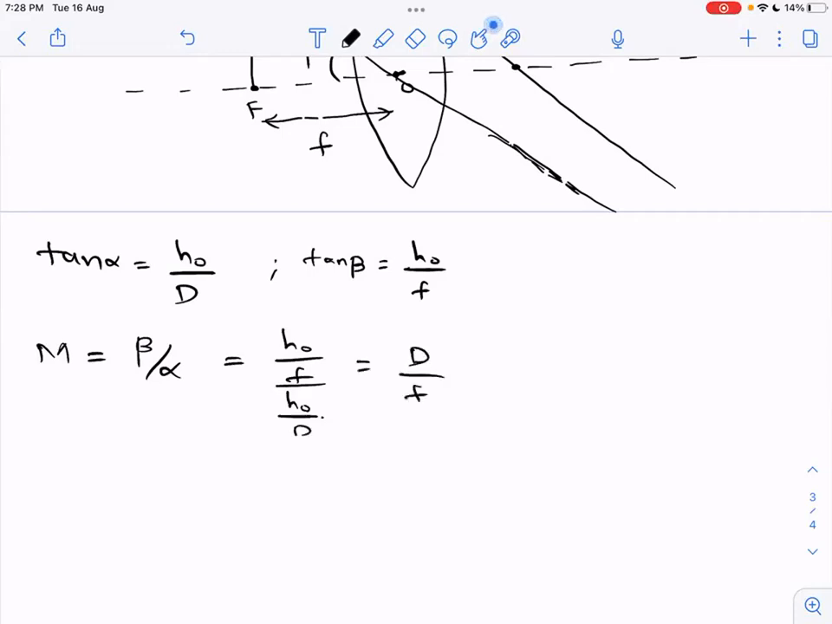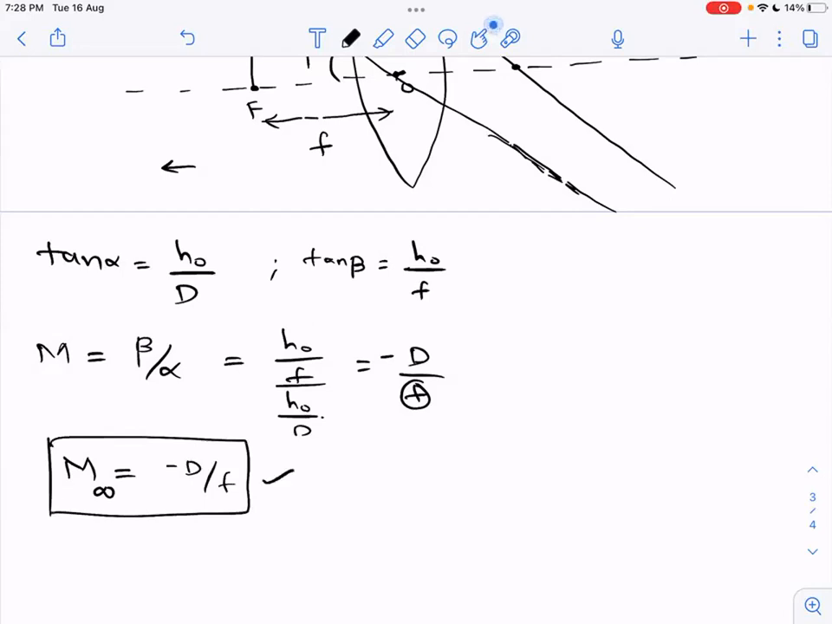But remember, d is negative because it is on the left hand side, and f is positive because the focal length of a convex lens is positive. So the magnifying power of a simple microscope when the image is formed at infinity is given as minus d divided by f.